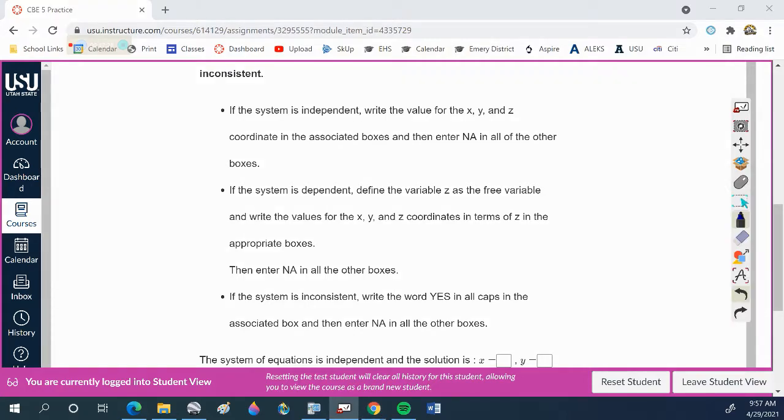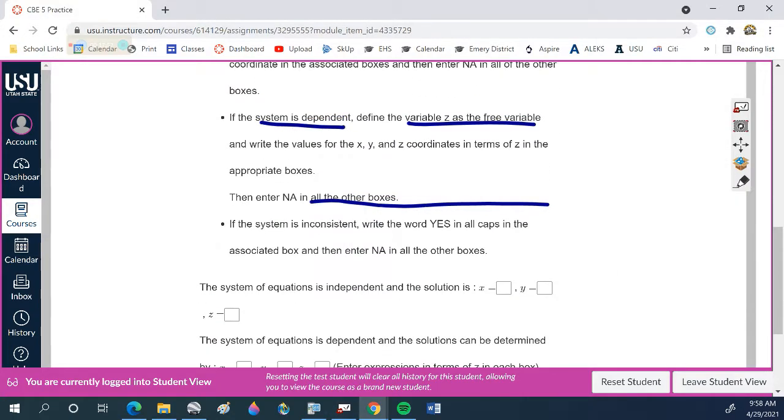So they kind of tell you how to write it. If the system is independent, then write the x, y, and z. If it's independent, that means there's one solution. Okay? And it tells you the x and the y and the z. If the system is dependent, define the variable z as the free variable and write the values for x, y, and z in terms of z in the appropriate boxes. I'll show you how to do that in a second.